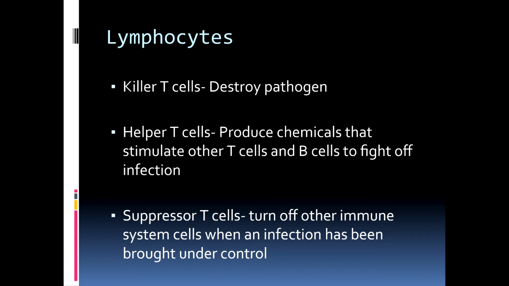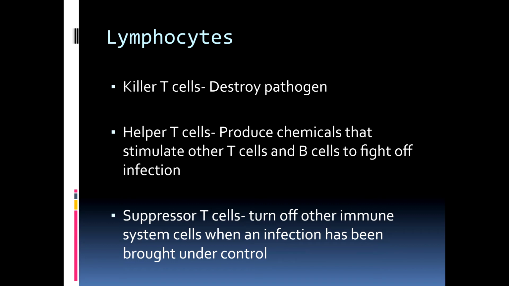The helper T cells produce chemicals that stimulate the T cells and B cells to begin fighting off an infection. This is where it starts. Then the helper T cells call on the killer T cells, and they go out and they destroy pathogens. They destroy anything that has antibodies. Antibodies are markers that the body uses that are produced by the B cells that mark things for destruction. So the T cells will go out. If something has an antibody on it, it knows that it should destroy that, and it goes in and it tries to kill that particular pathogen.